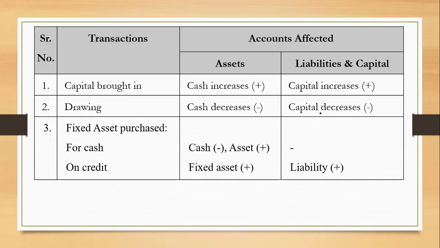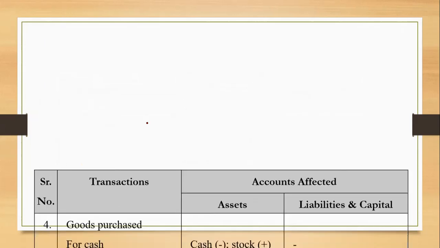Third is fixed assets. When I purchase a fixed asset, if I purchase it for cash, my cash balance decreases, also asset increases. But if I purchase an asset on credit, asset will increase, but because it's a purchase on credit, my liability will increase.